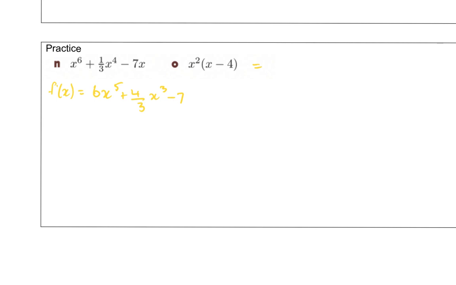Now this last one needs a little bit of work before we can do anything. So let's expand it out. And then we can use our same rules. We're going to get 3x squared minus 8x. Excellent.